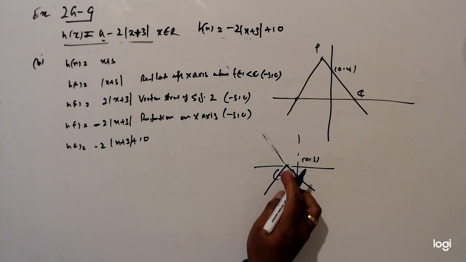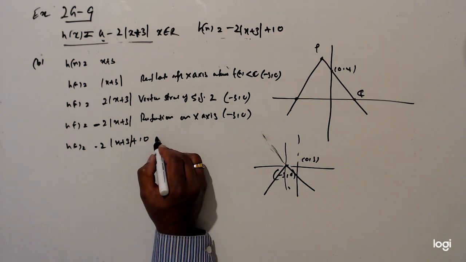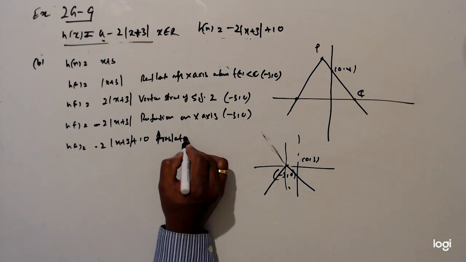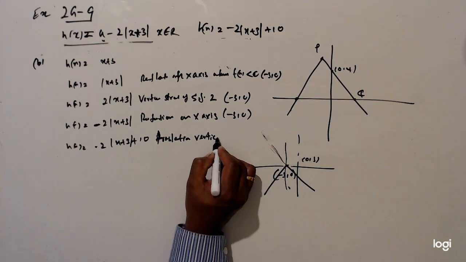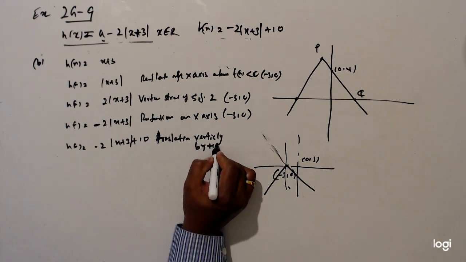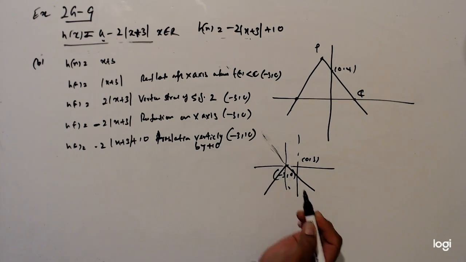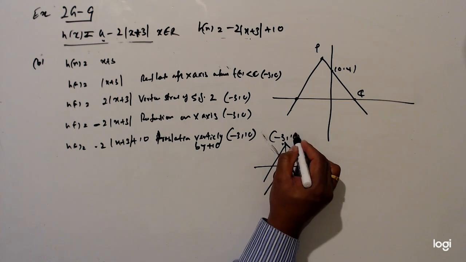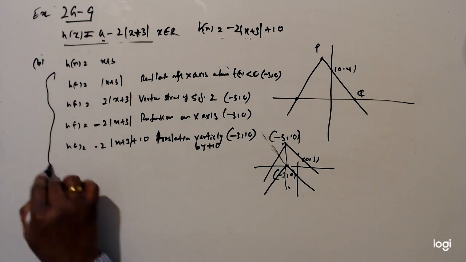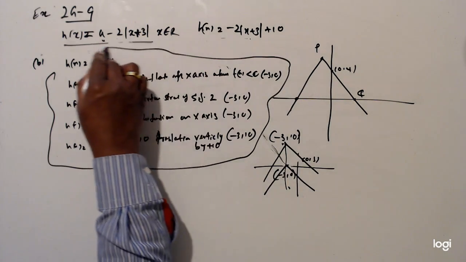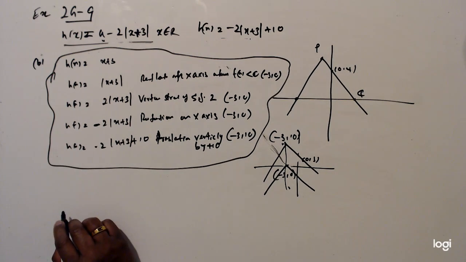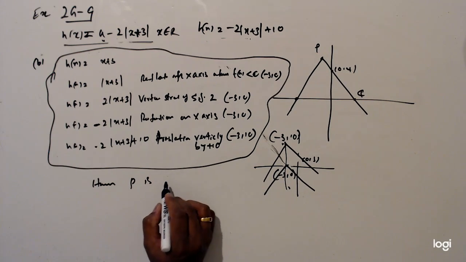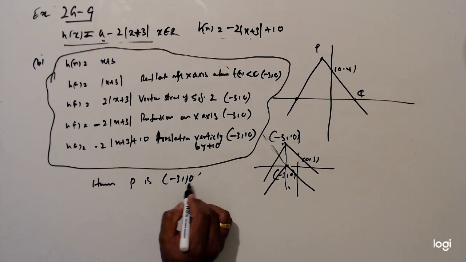And then the translation. Translation vertically by positive 10. So we get an answer here. Hence, P is minus 3, 10.